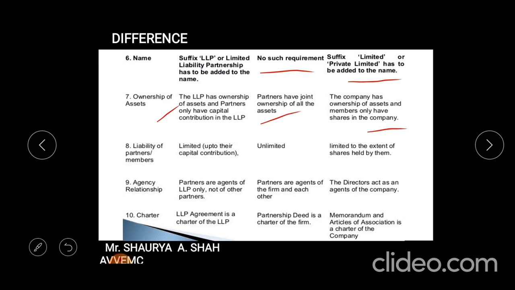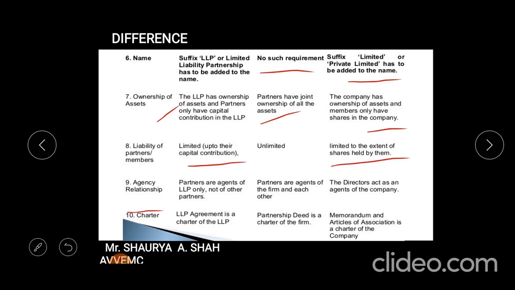Liability of the members or the partners is limited only up to their capital contribution. Here it is unlimited. We saw last time also, okay, the liability in partnership firm is unlimited and it is limited only up to the shares held by them in company. Agency relationship. Partners are the agents of LLP only, not of other partners, right? So there is an agency relationship between the partner and the LLP.